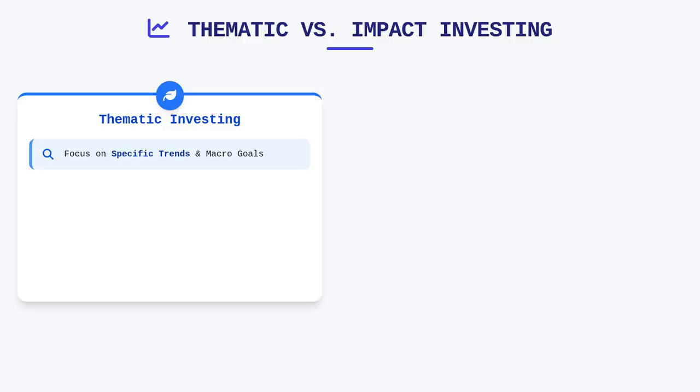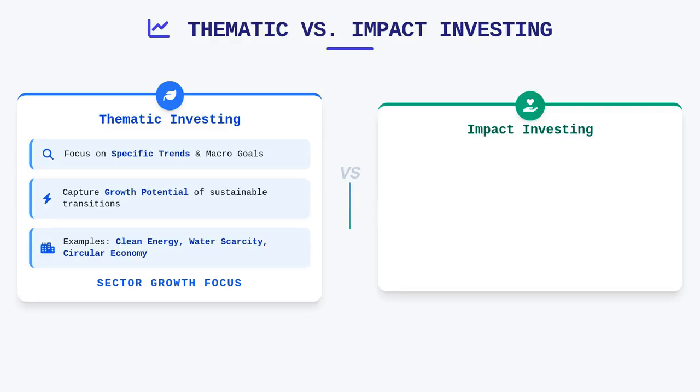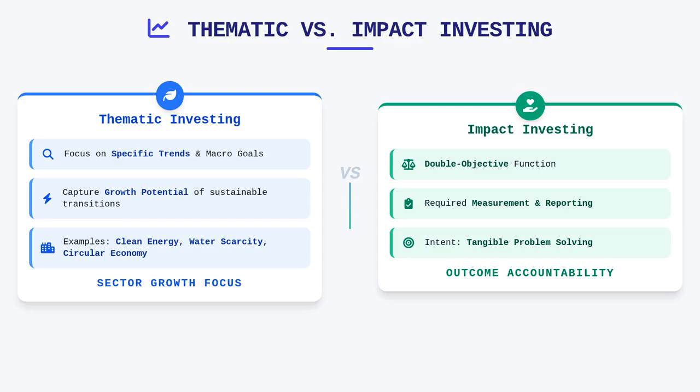Thematic investing focuses capital on specific trends or goals, such as clean energy production, circular economy infrastructure, or global water scarcity solutions. By directing capital toward these themes, investors aim to capture the growth potential of a transition toward a more sustainable economy. This is often contrasted with impact investing, which explicitly requires an investor to measure and report on the intent to generate a positive, measurable social or environmental impact alongside a financial return.